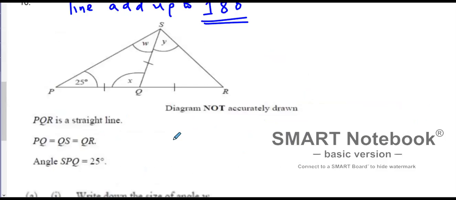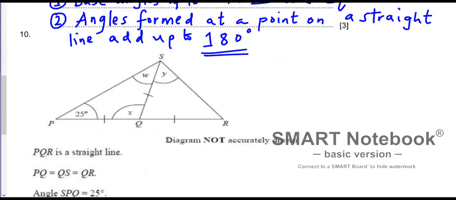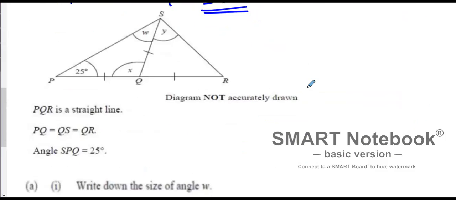All right, so question number 10. Question number 10 is that shape there. PQR is a straight line. PQ equals QS, and that equals QR. Angle SPQ equals 25 degrees. This angle here equals 25 degrees. Now the question is Roman 1. Write down the size of angle W.